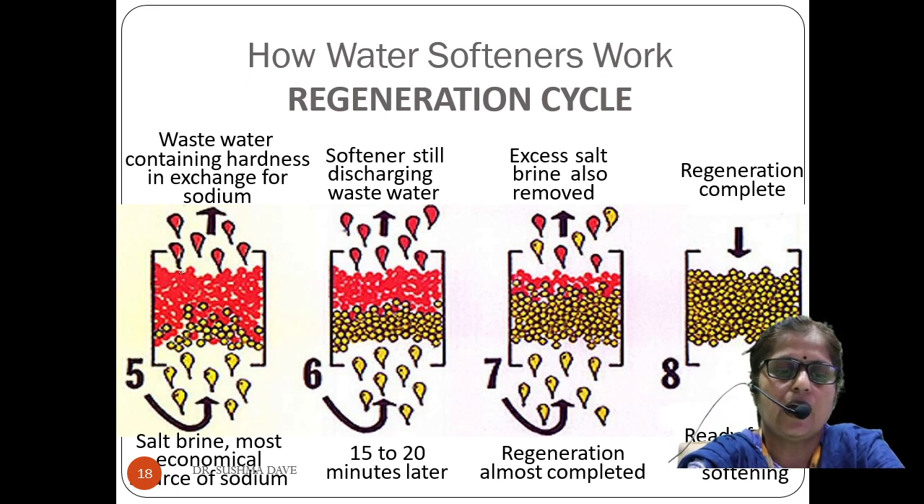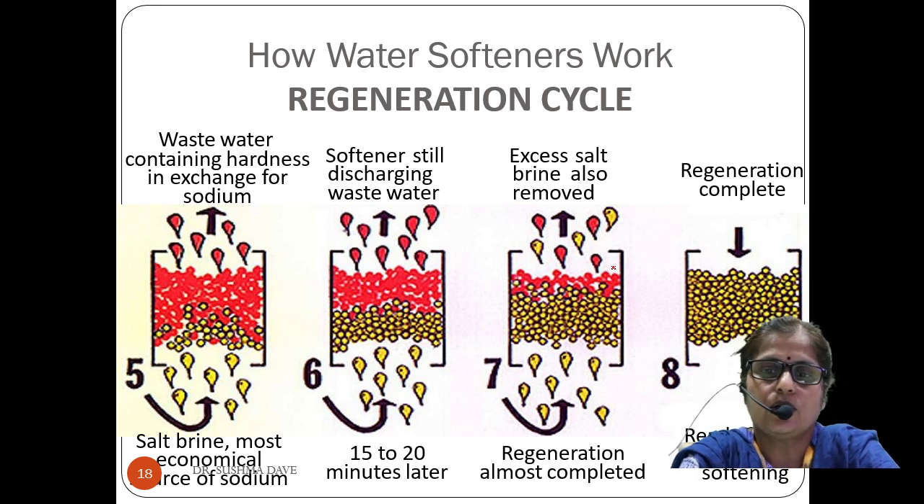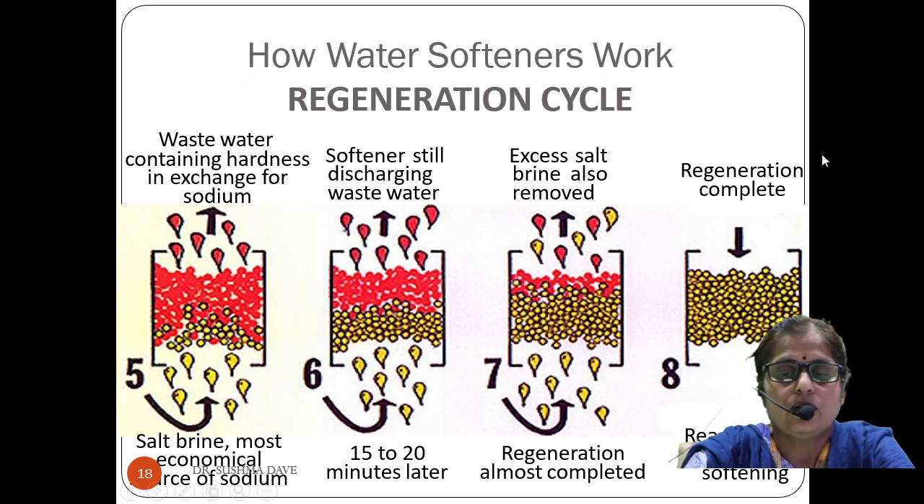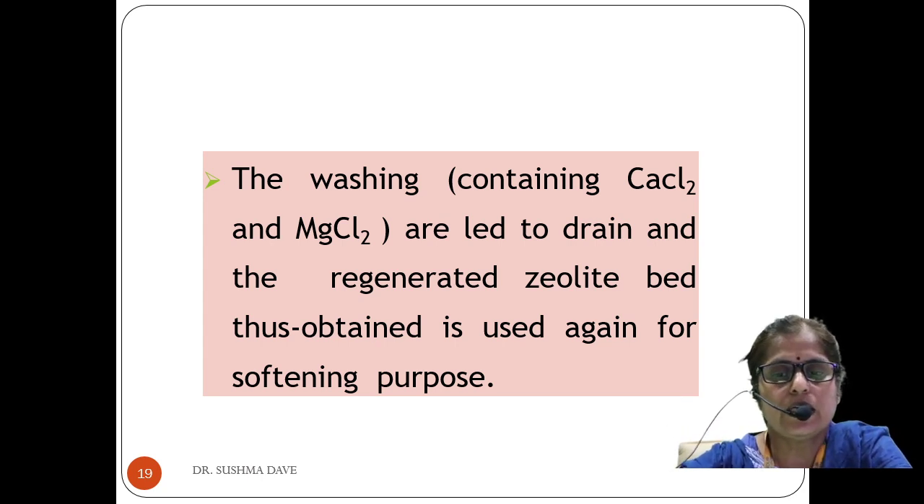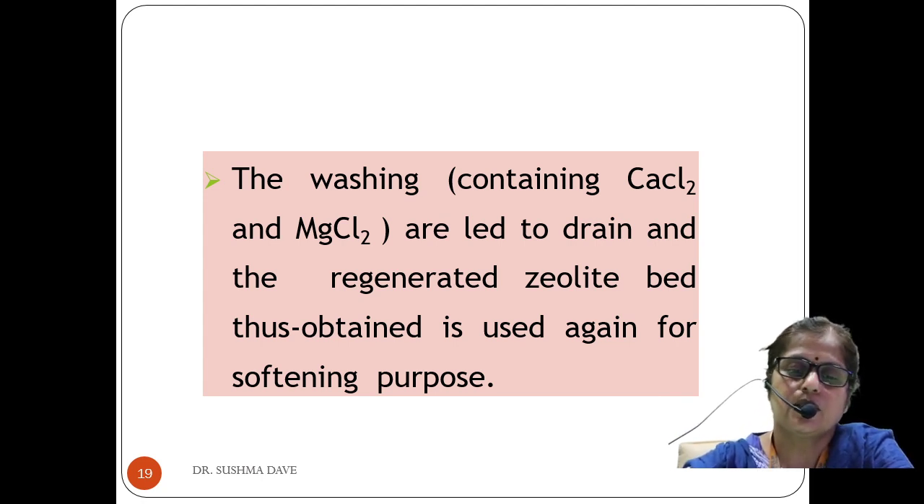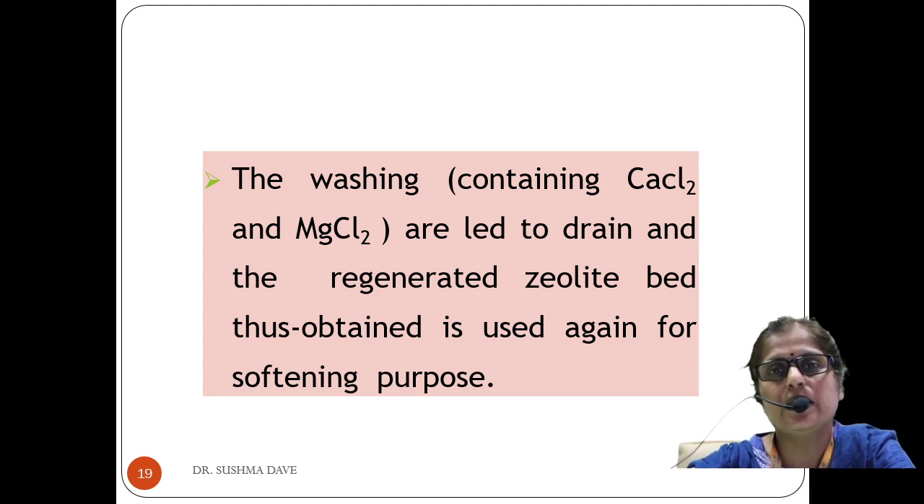This is red granular zeolite which contains hardness in exchange of sodium. Now salt brine, which is most economical, is added from the lower end. Slowly all the active sites are again regenerated and the excess salt is also removed. A situation comes which is represented by the 8th stage, that is the regeneration is completed. Now the zeolite bed is again ready for softening a new batch of water. The washings will now contain calcium chloride and magnesium chloride, which are led to drain, and the regenerated zeolite bed thus obtained is used for softening purpose again.